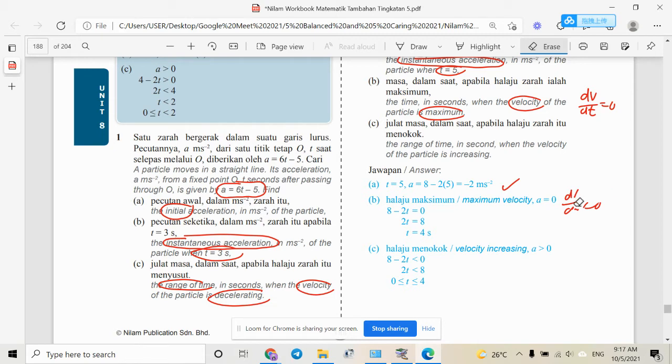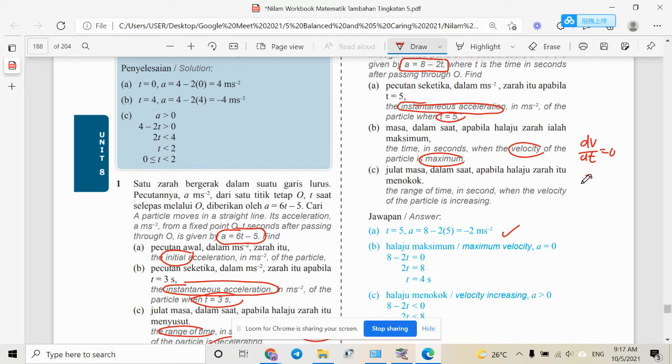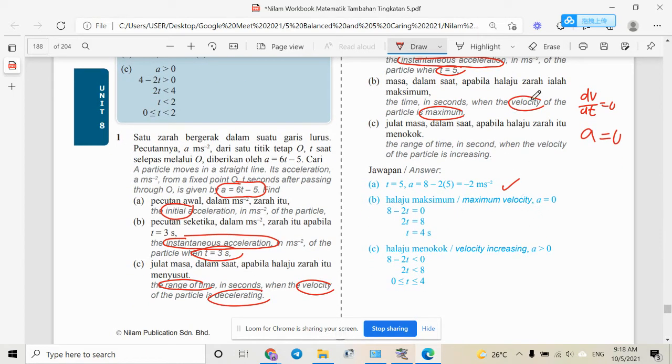So when they talk about velocity maximum, it means that dv/dt equals 0. This dv/dt refers to a. So that means a equals 0 for this case. You can just highlight the keyword: next time when you see velocity maximum, it actually refers to dv/dt equals 0, or a equals 0. So straight away apply the formula a equals 0, solve it, get the answer.